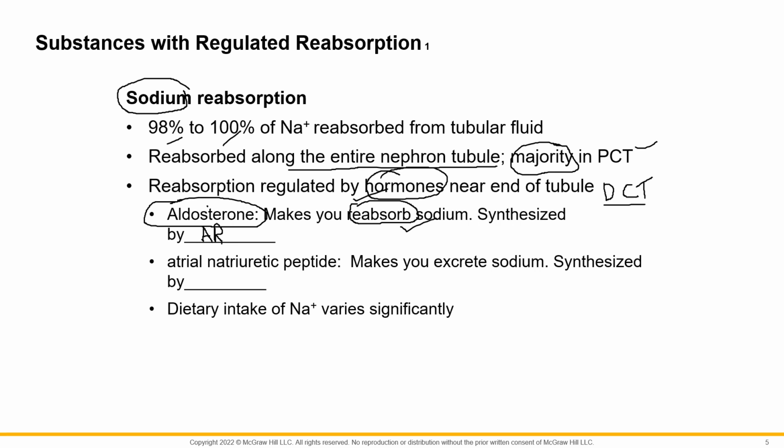When your blood pressure is too high, your blood volume has increased, and your heart senses that, the atria of your heart, and it secretes something called atrial natriuretic peptide. The Latin name of sodium is natrium, which is where the Na comes from. And so natriuretic peptide makes you pee out sodium. That is what natriuretic means. So it pulls sodium into the filtrate, or it prevents reabsorption of sodium. And this hormone is synthesized by the atria, which are the two superior chambers of your heart.